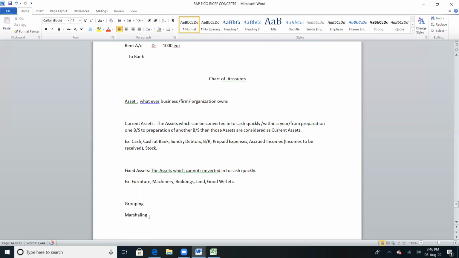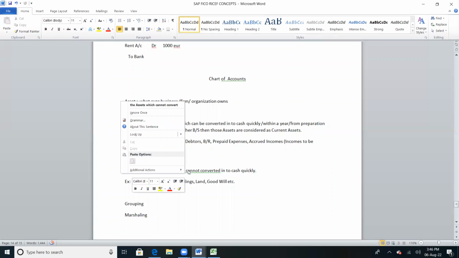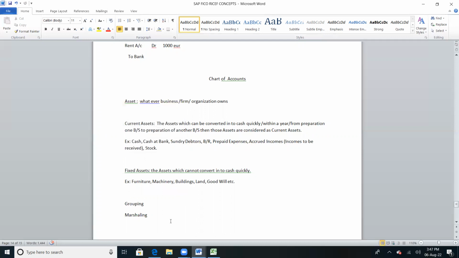Can anybody explain what you mean by marshalling? Someone said that in the liability side there are subgroups, and grouping is something like current liabilities. No, no, let me tell you.